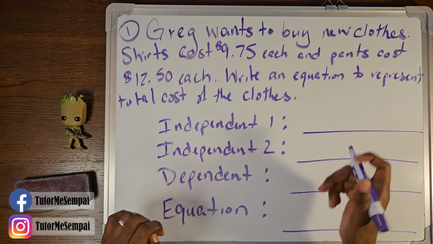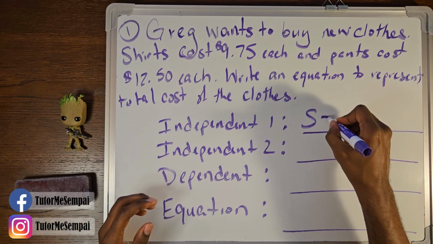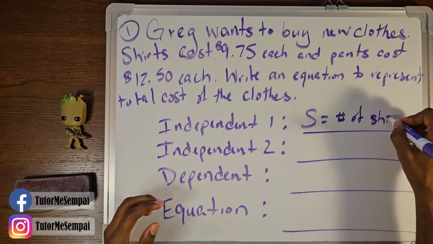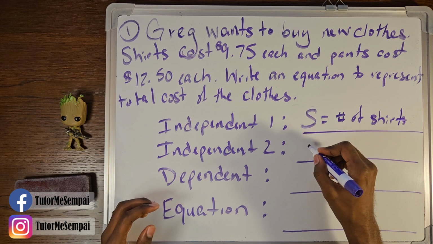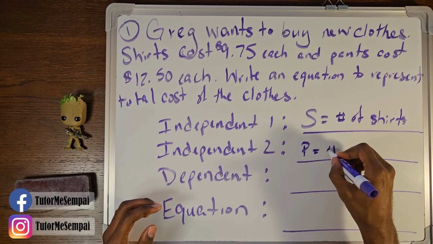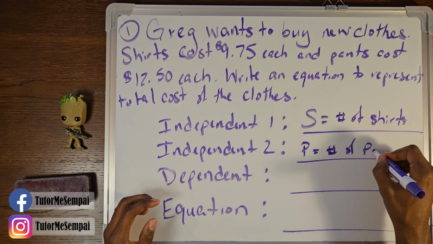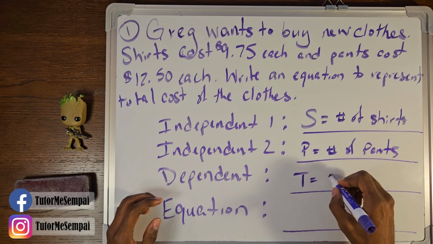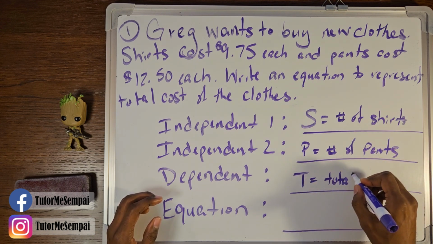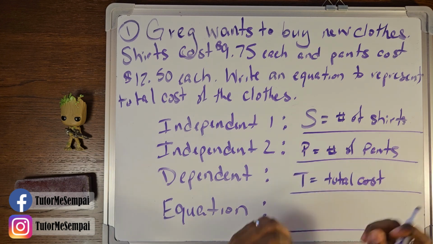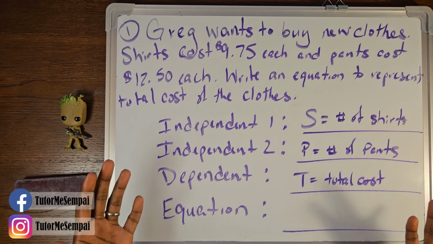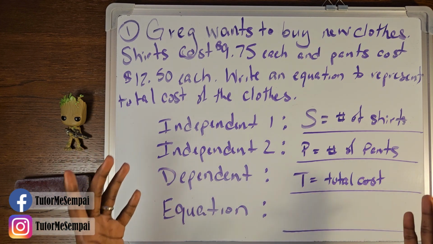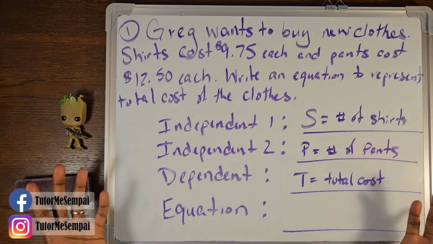to be the dependent. So we'll say S for number of shirts, and we're going to say P for number of pants, and we're going to say T for total cost. S is going to be the number of shirts that he's going to try to buy. P is going to be the number of pants that he's going to try to buy. And T is going to be what the total cost is once we put it all together.